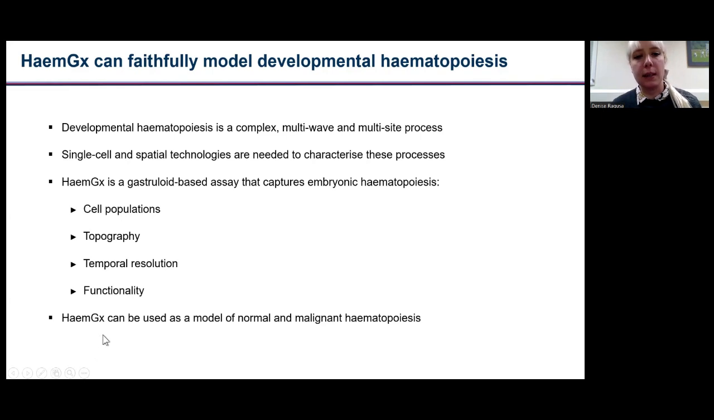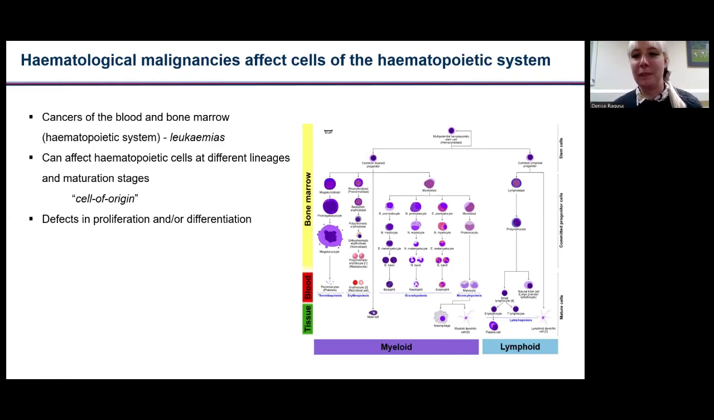So this is a model that can be used for both normal and malignant hematopoiesis. And I'd like to give you some idea of how we can use this to model malignant hematopoiesis. Again, I'll go back to our hematopoietic hierarchy. So hematological malignancies are obviously cancers of the hematopoietic system. We normally call them leukemias, and they can really affect any cell type within this hierarchy. And different lineages will give rise to myeloid or lymphoid leukemias, depending on which lineage is affected.